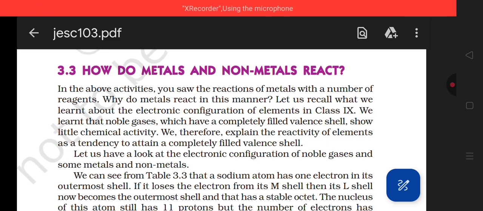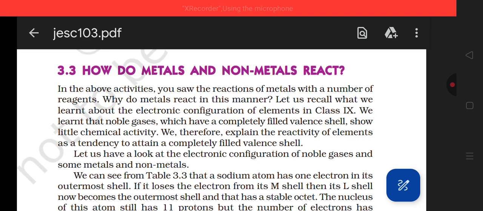Okay, so in the above activities you saw the reactions of metals with a number of reagents. Why do metals react in this manner? Let's recall what we have learned about the electronic configuration of elements in class 9. We learned that noble gases are gases which have completely filled their valence shell.